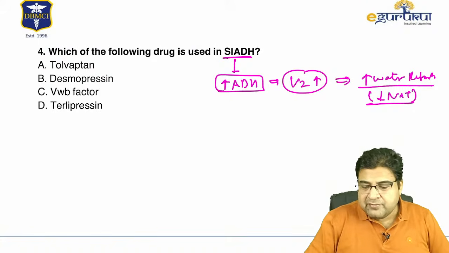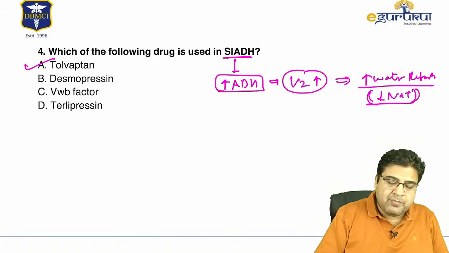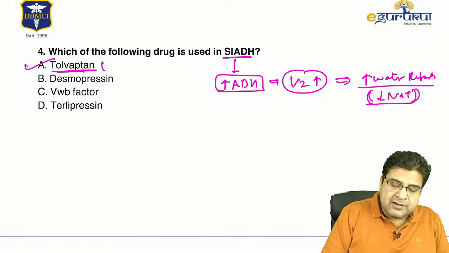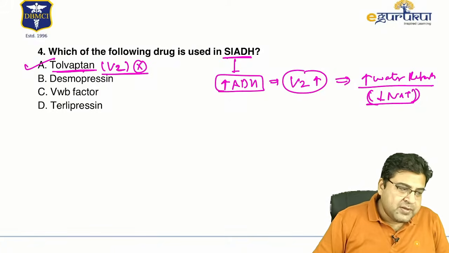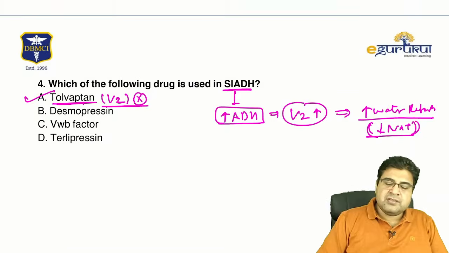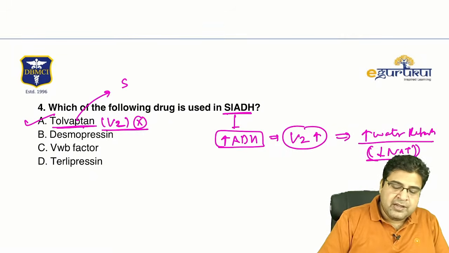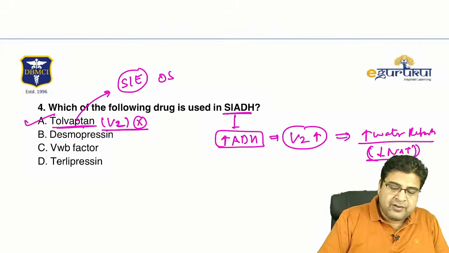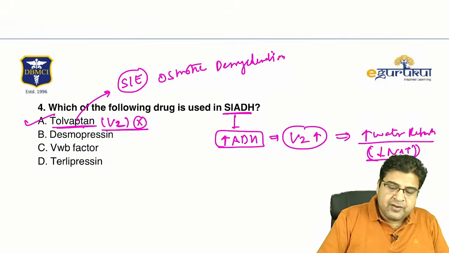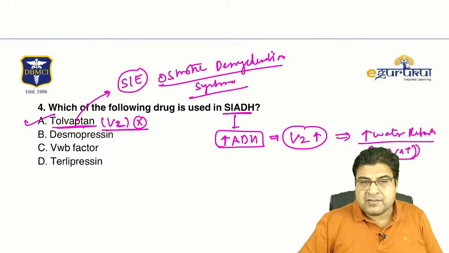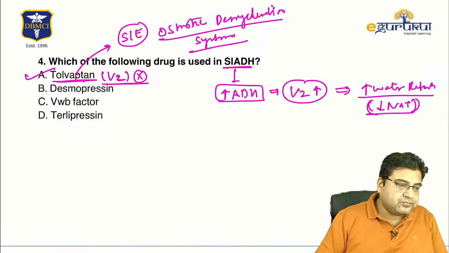So the best medicine for hyponatremia is tolvaptan. Tolvaptan is a drug which is a vasopressin 2 receptor antagonist. This is a drug of choice for SIADH, and one of the important side effects of this medicine is osmotic demyelination syndrome. So the answer here is A, that is tolvaptan.